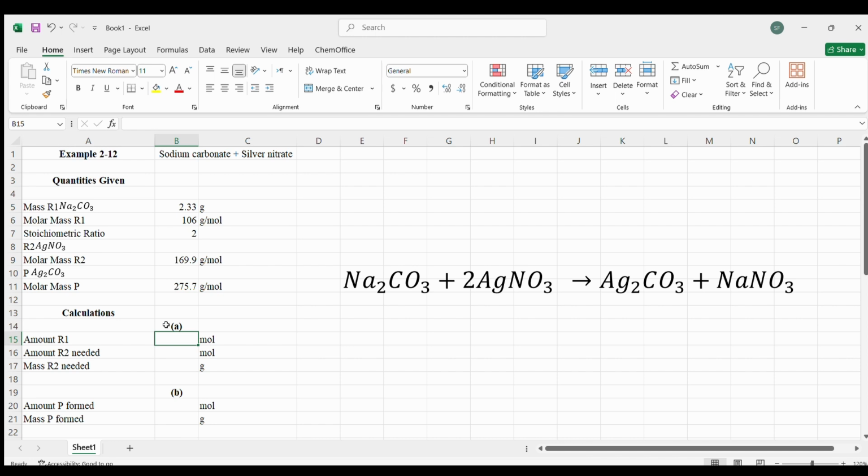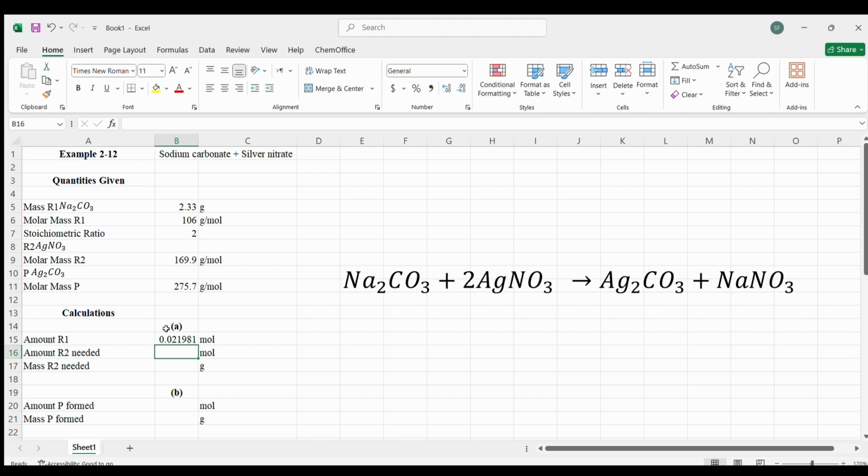We say this block, which is block B15, equals this block, which is the mass of the first reactant, divided by this block, which is the molar mass. And we hit enter. So we simply have the number of moles of the first reactant here.